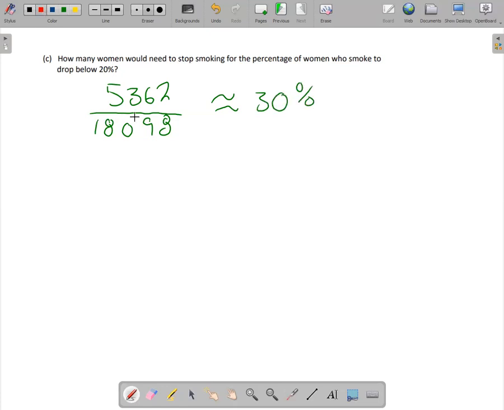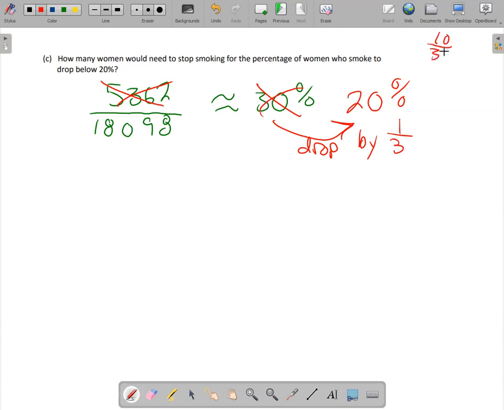And what we're being asked here is we want to convince a bunch of women to quit smoking. So that number is going to change so that this number here becomes about 20%. So a couple of ways to think about it. To get from 30% to 20%, aren't I dropping by a third? So that means I would need about a third of these women to stop smoking. That would be one way to think about it. 30 to 20 is a drop by 1/3. How did I get 1/3? Well, it's a drop of 10%. 10 out of 30 is 1 out of 3.